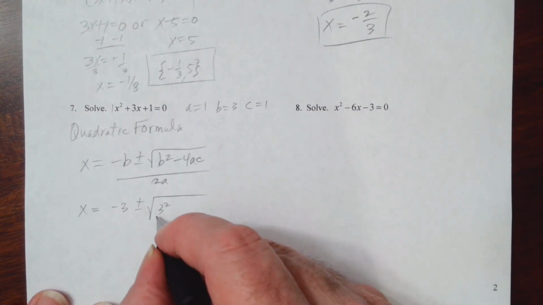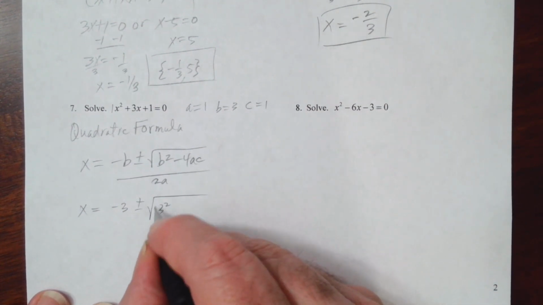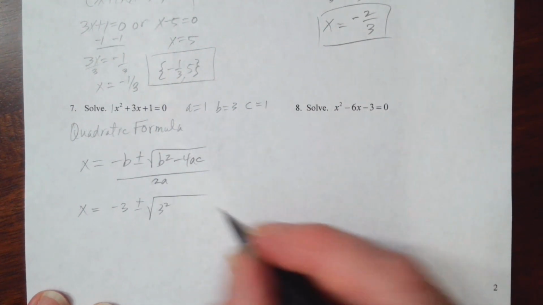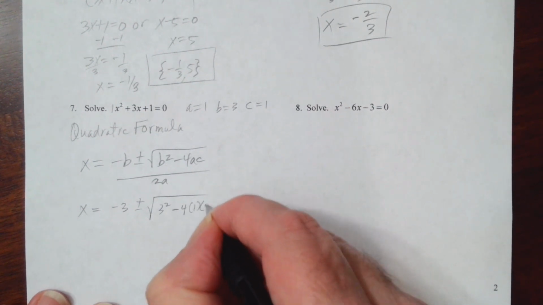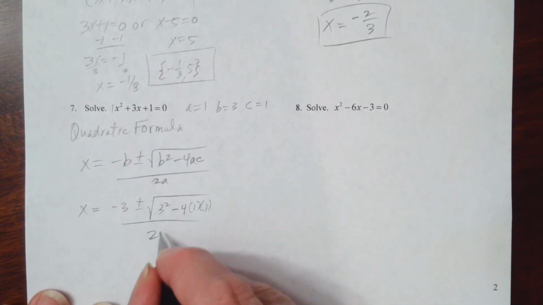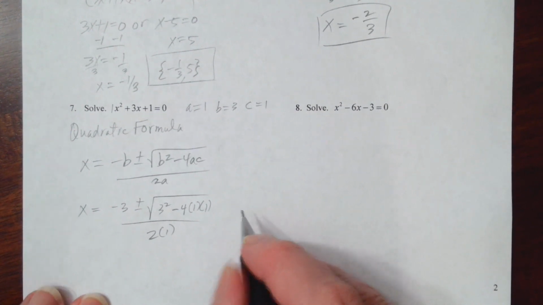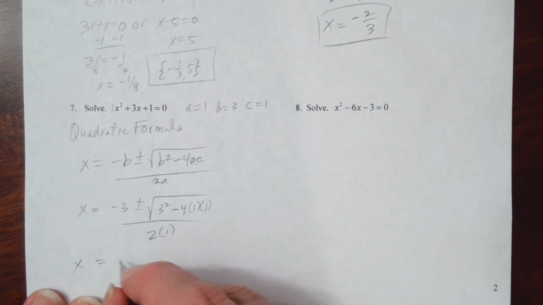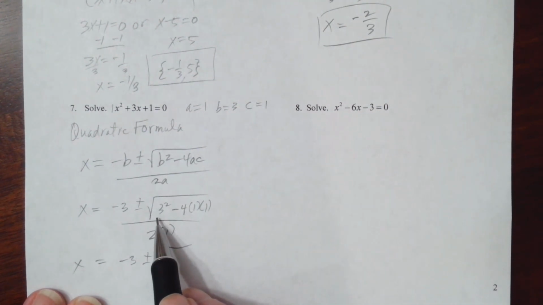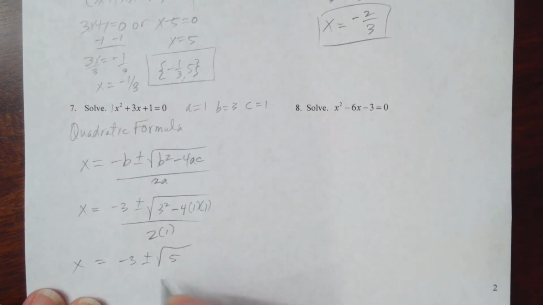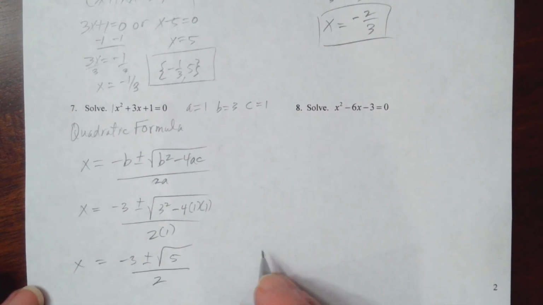Now keep in mind, if I were plugging a negative number in here, I'd be putting parentheses around the negative 3, but it's positive. Minus 4 times a times c, 1 times 1, all over 2 times a, which is 1. And so we're going to get negative 3 plus or minus the square root. Now be careful here, you've got to square first, that's 9. Minus 4, we're going to get 5 here. And so it's negative 3 plus or minus the square root of 5 over 2.